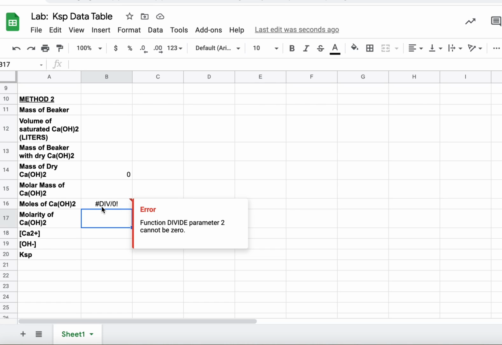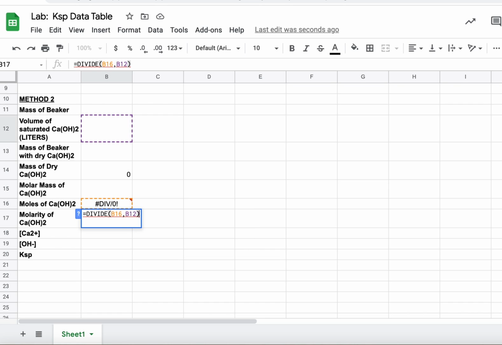So now for the molarity, you're going to take that moles and divide it by the liters. So we will do equals divide this number, comma, liters was 12. Okay. This one, the molarity of calcium hydroxide and the molarity of Ca2 plus are the same, because for every 1 calcium hydroxide, we get 1 Ca2 plus. So you can do equals and then just click that.